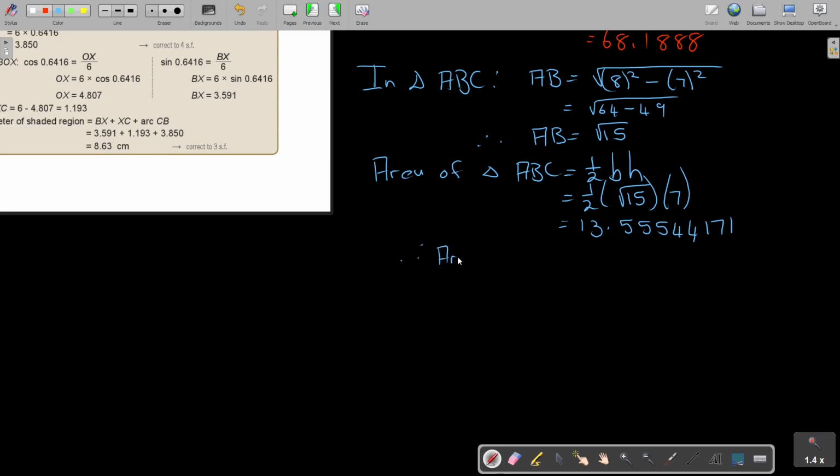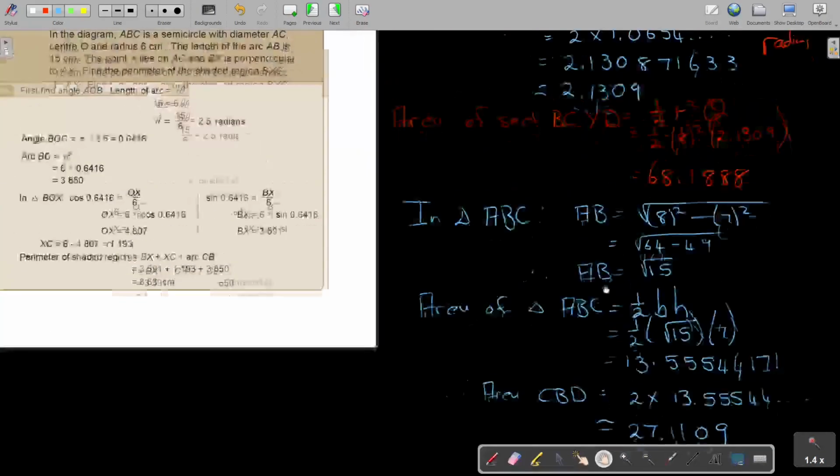So, therefore, area CBD equals 2 times that 13 point. You have it still on your calculator, so you can just keep on. And that, if I approximate, 27 point, and again I do my 5 and I will be safe. Okay. And now the area of CAD, can I just show you again?